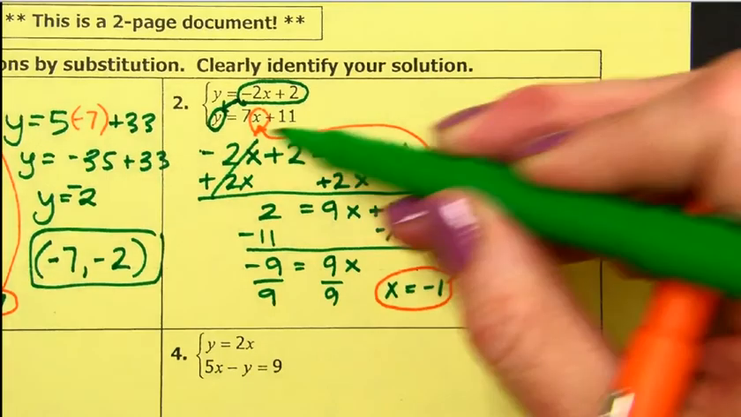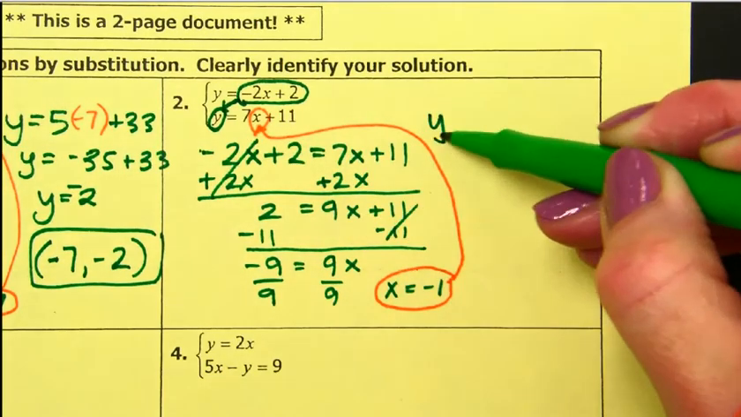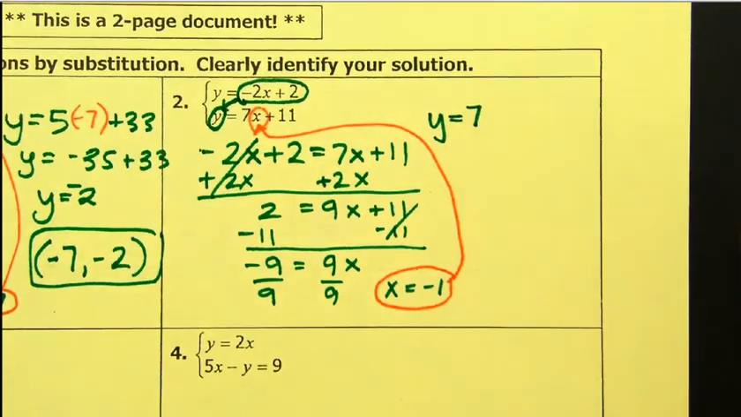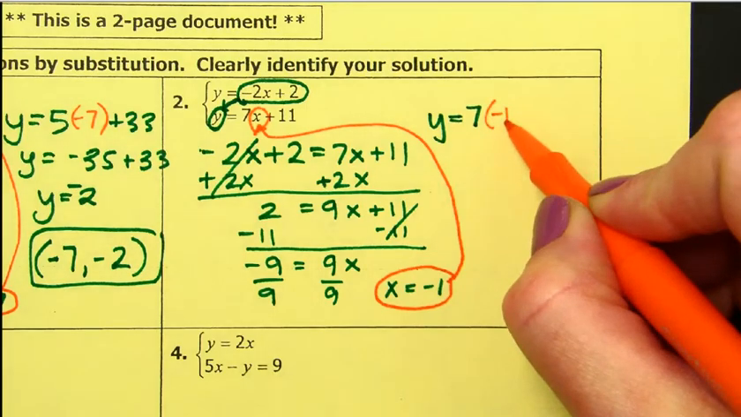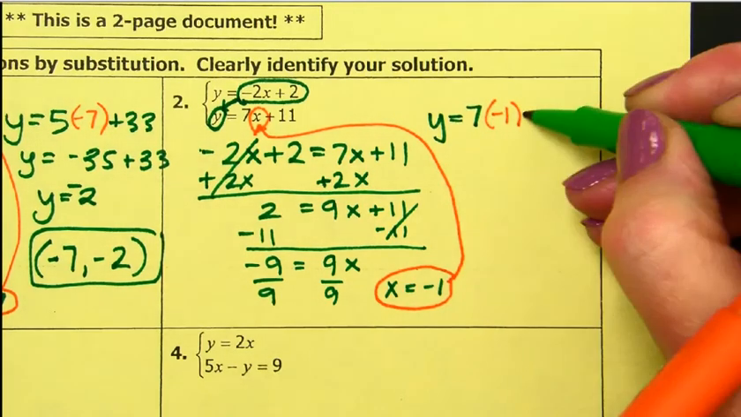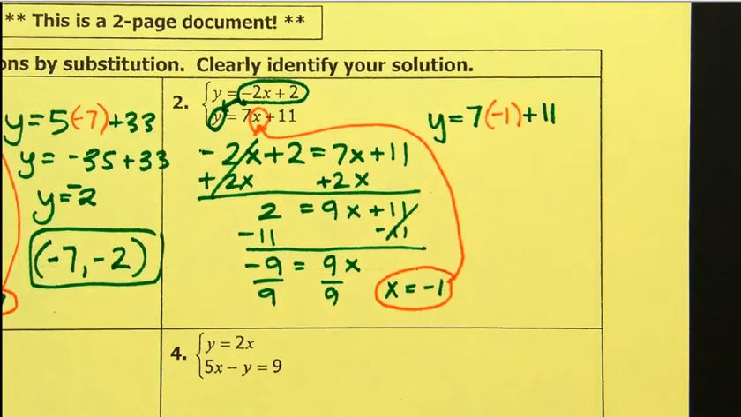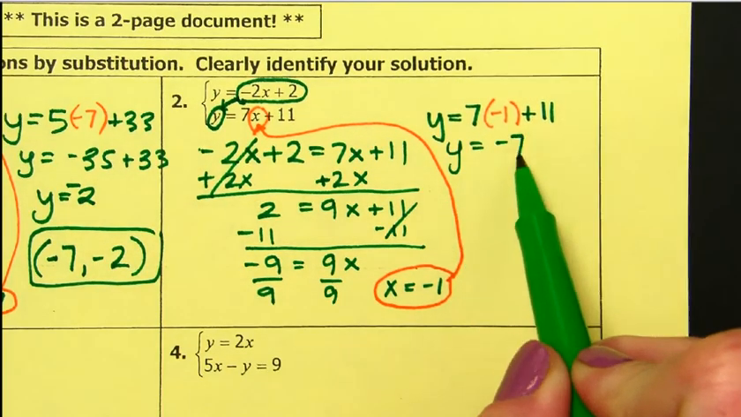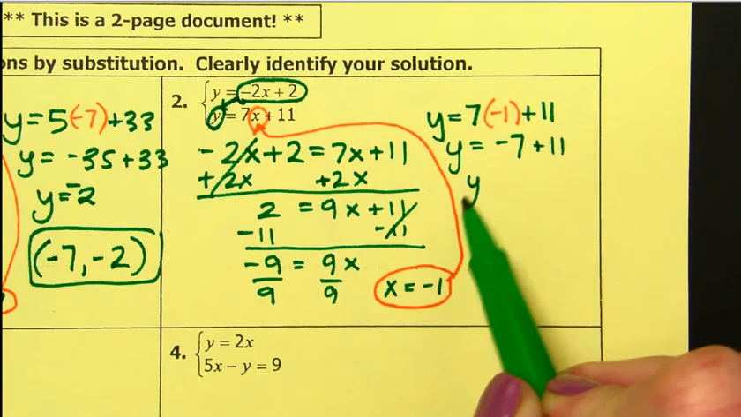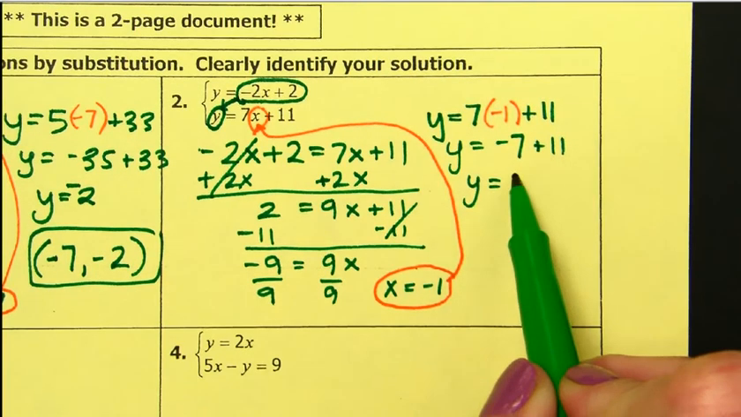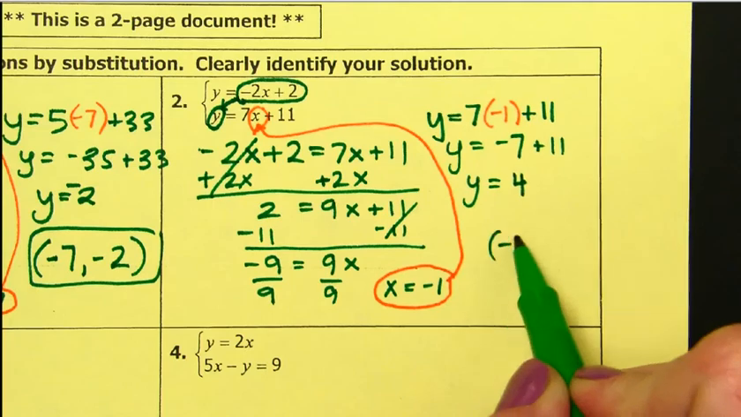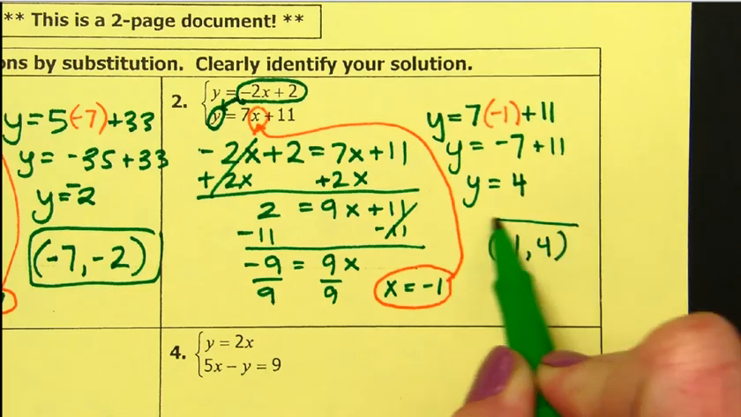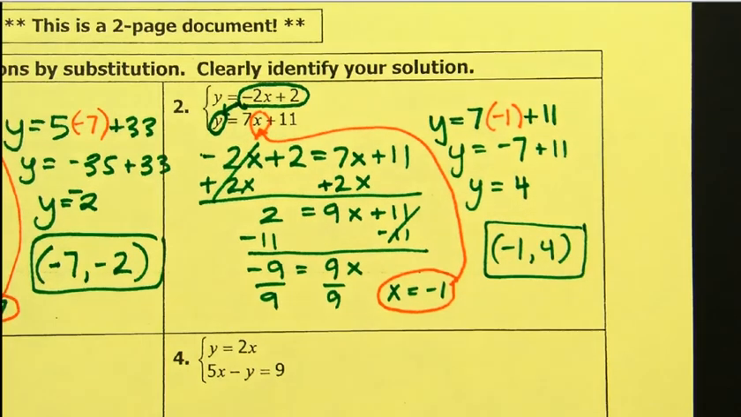So I'm going to take this equation, y equals 7, and instead of x, I'm going to put a negative 1 plus 11. I'm just going to follow the order of operations. I'm going to get y equals 4. So my ordered pair is negative 1, positive 4.